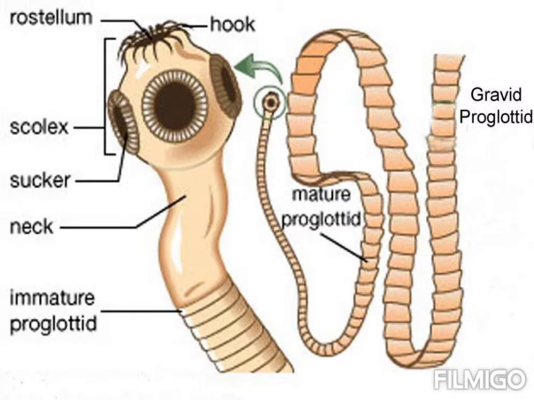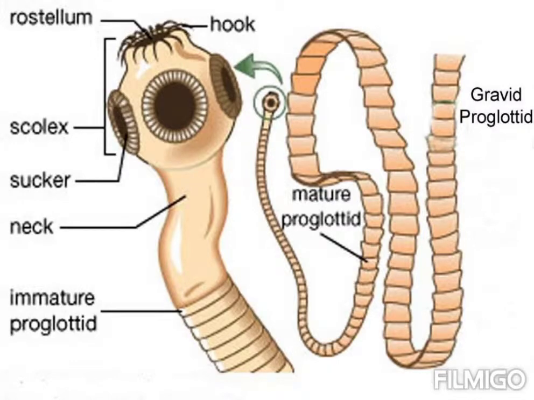In fragmentation, the parent body breaks down into a number of pieces or fragments, and each fragment has the capacity to develop into a new individual. Here the example is the tapeworm, or Taenia solium.